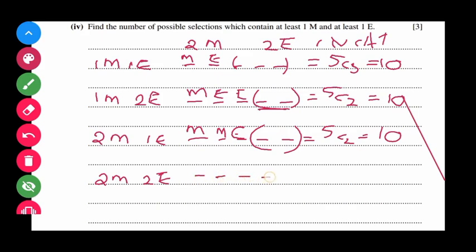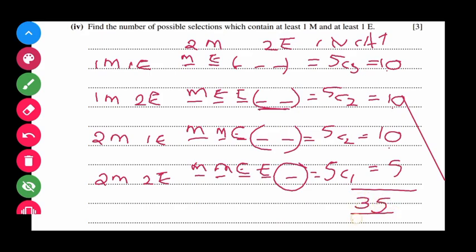And let's check the last case. We need to choose 5 letters. Out of this 5, 2 M's and 2 E's are chosen. So only one place is left. There are 5 letters. So it can be filled in 5C1 ways, that is 5 ways. So totally we get 10 plus 10 plus 10 plus 5 as 35 ways. That means 35 ways you can select a 5-letter word which contains at least one M and at least one E. Thank you.